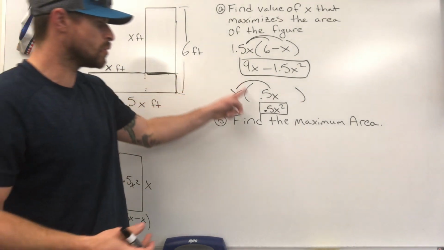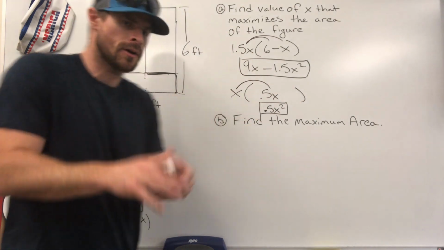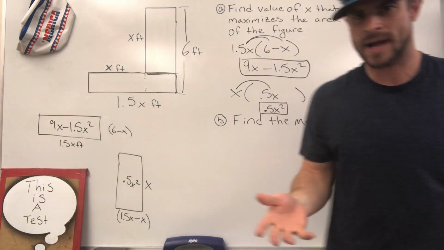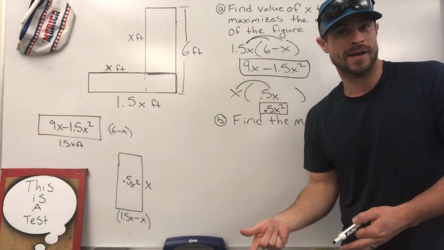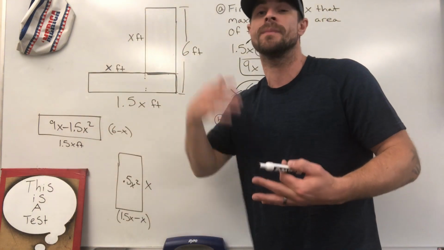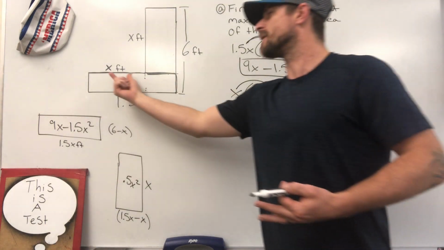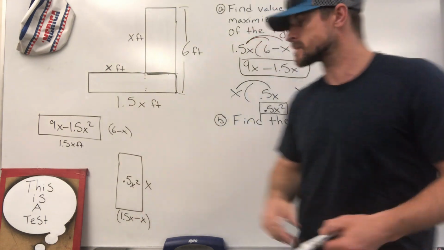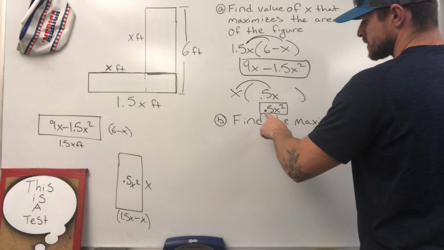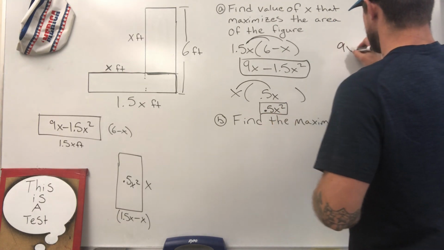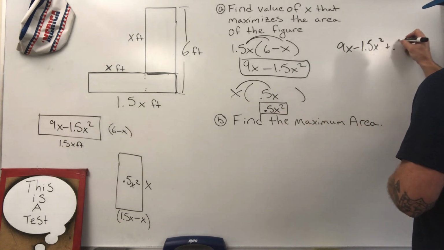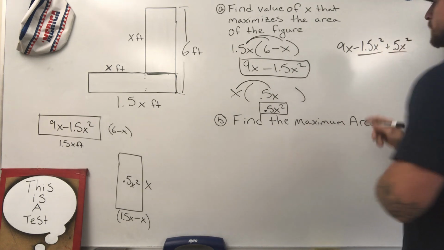So we've got two areas that we need to add together because we want the area of everything. And what's going to end up happening is we're going to get a quadratic. And what's cool is we can use that quadratic to find our maximum, so we can maximize the amount of area given the values we decide to use for x. All right, so 9x minus 1.5x squared plus 0.5x squared. These are like terms, so we need to combine those.